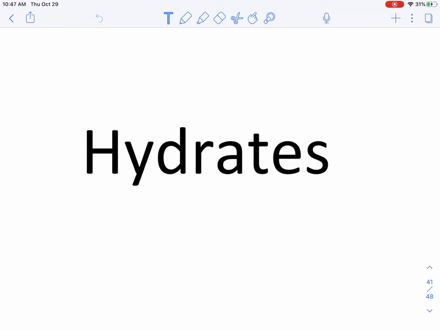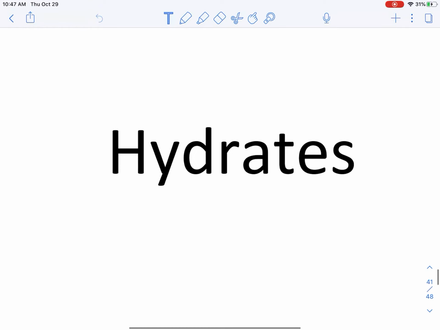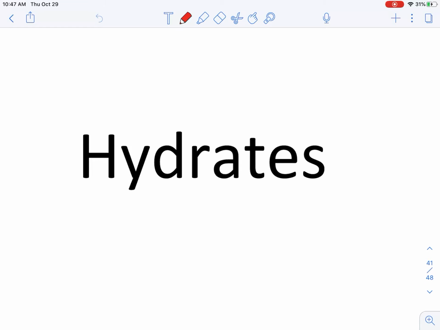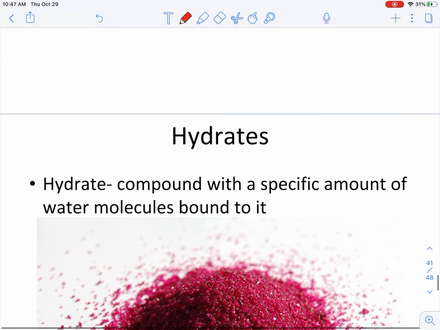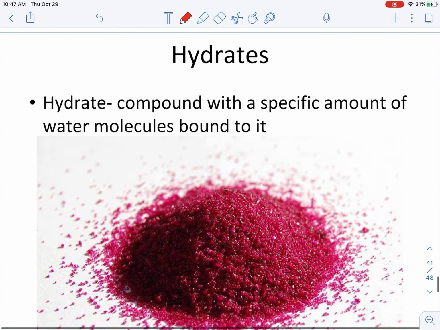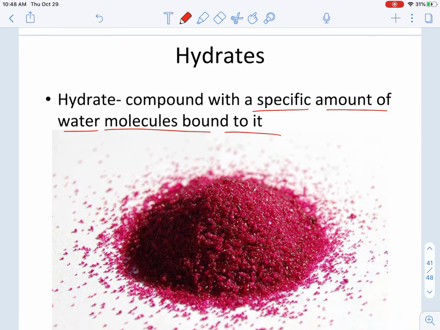All right, here it is, last topic for the unit, and it's about hydrates. Hydrates. I wonder what's involved in a hydrate. Maybe when you stay hydrated, you're drinking water. So maybe water's involved? Yes. So a hydrate is a compound with a specific amount of water molecules bound to it.